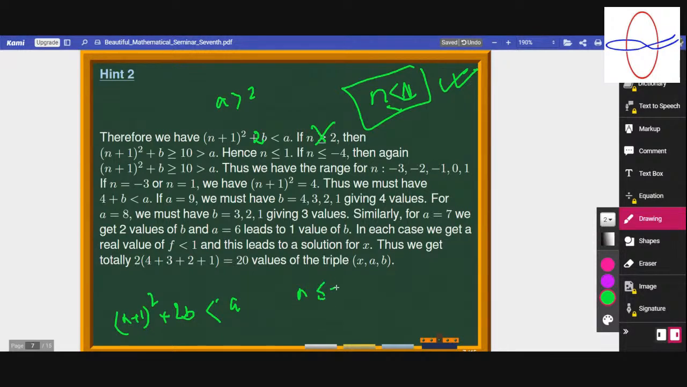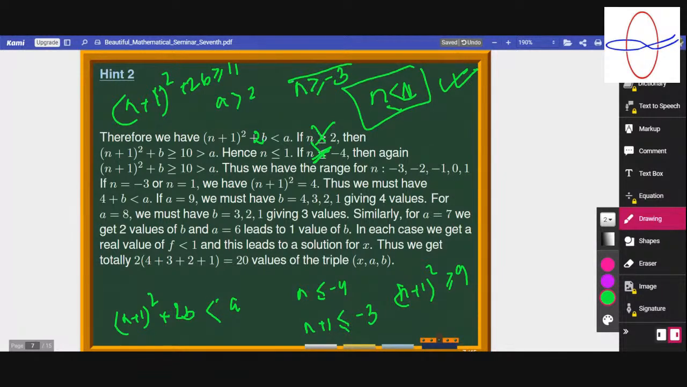If n is less than or equal to minus 4, n plus 1 is less than or equal to minus 3, right? If n plus 1 is less than or equal to minus 3, then it implies that n plus 1 whole square must be greater than or equal to 9. Again, it tells that n plus 1 whole square plus twice b must be greater than or equal to 11, which is again not possible. Okay, so therefore n must not be less than minus 4. Therefore n must be greater than or equal to minus 3. Right? So what we got here, n must be less than or equal to 1, greater than or equal to minus 3.